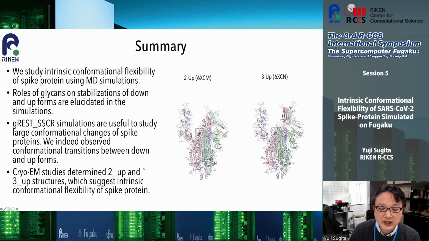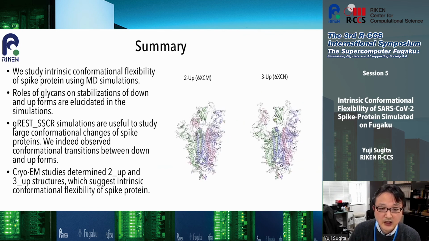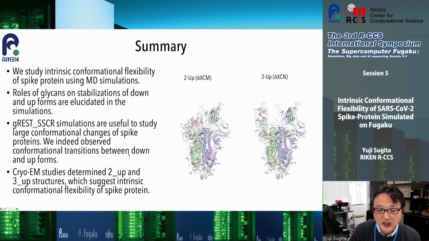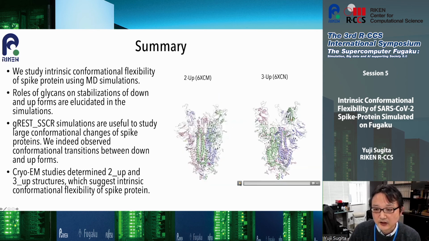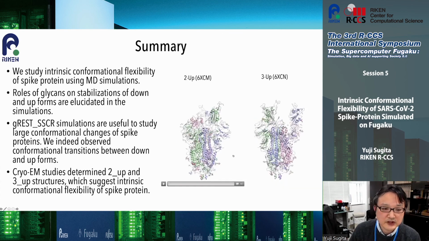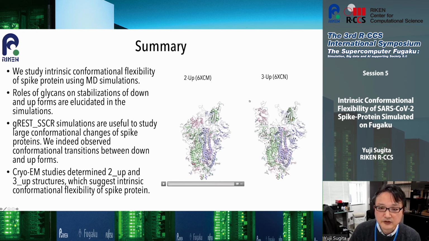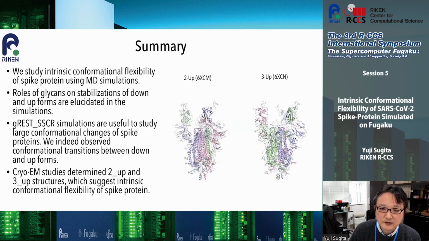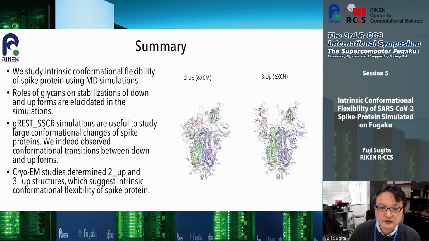Interestingly, recent cryo-EM structures, not only of the spike but also bound with antibodies, show not only one-up, but also two-up or three-up structures. This also suggests the great flexibility of this region in the spike protein. By investigating such conformational flexibility using MD simulation, we believe that we can obtain useful information for future anti-drug or anti-vaccine development.